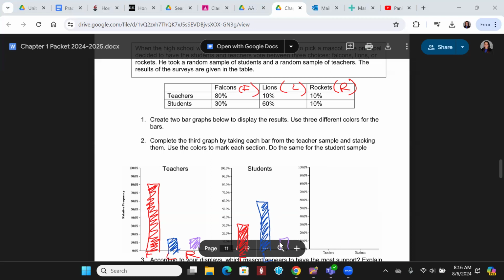Make sure that you label both graphs. Ridge Rockets. But it's the Ridge Falcons for me.